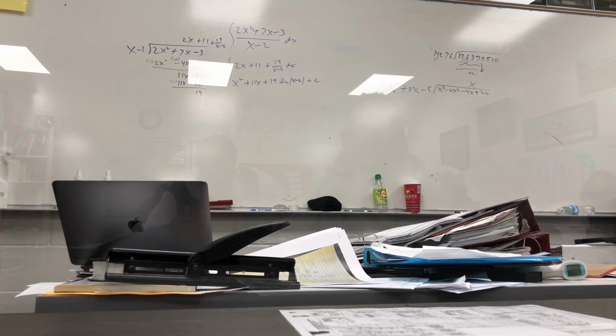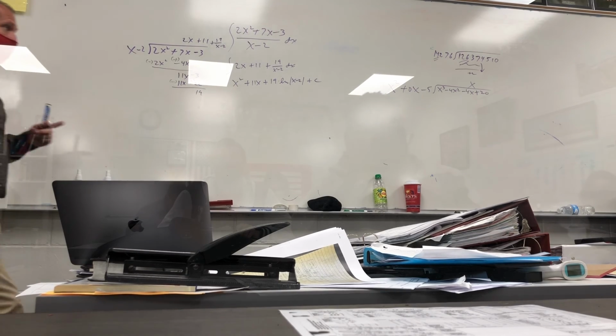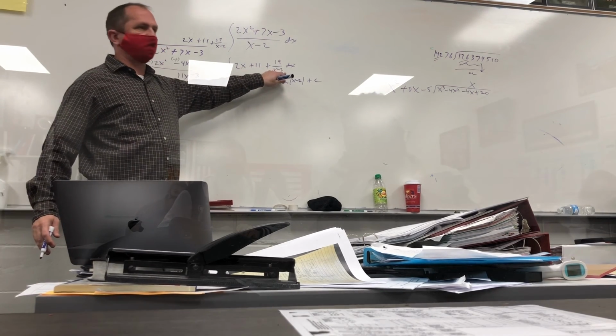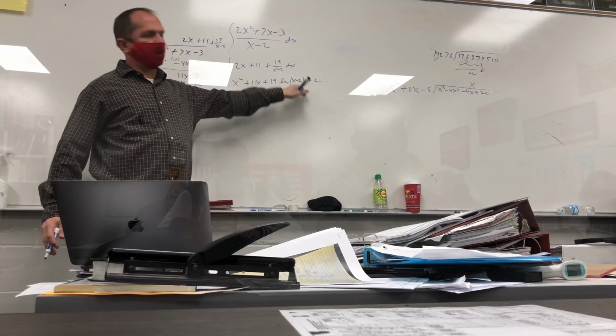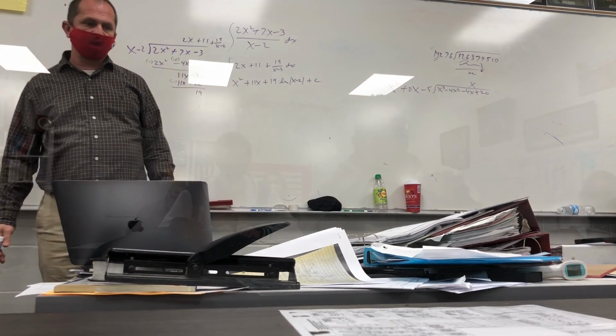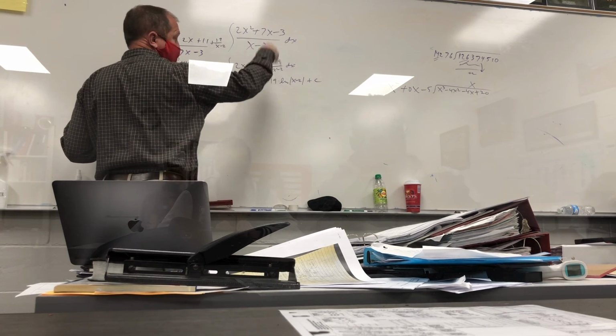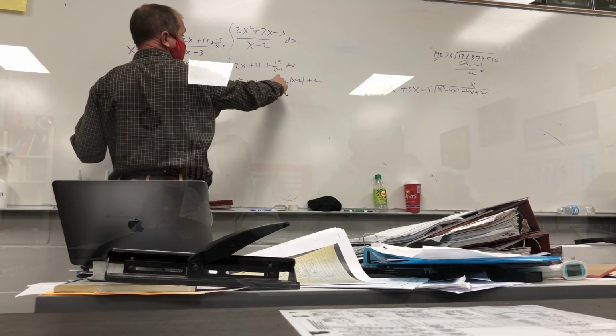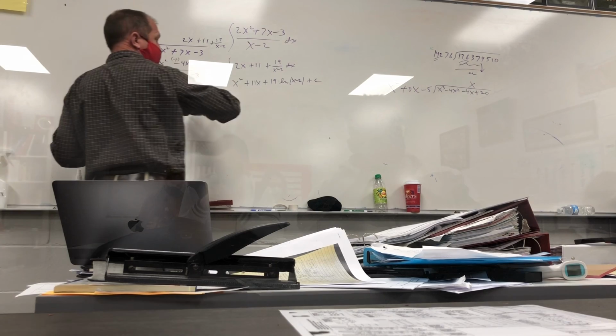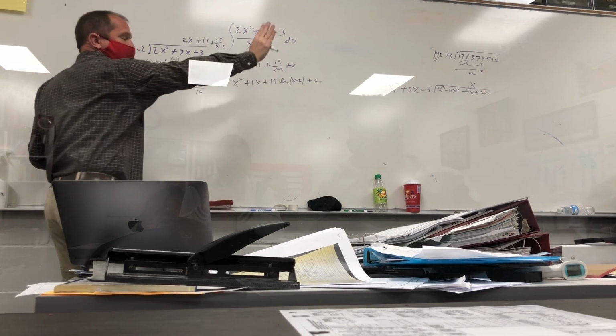Are we okay here? And again, because the derivative of this was just 1, I could go straight to that. If this had ended up being 2x minus 2, or 2x minus something, then I would have needed to use substitution. It would have ended up being 19 halves of whatever.